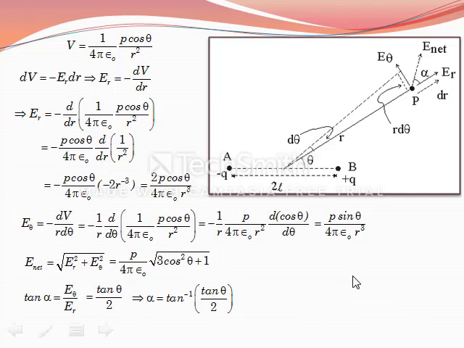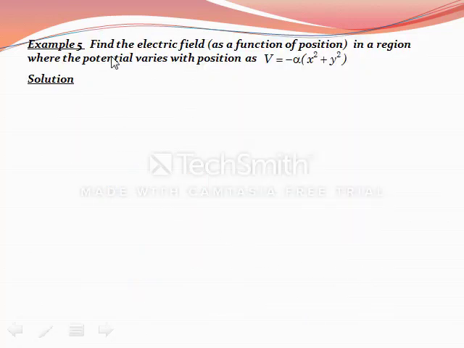Let's see another simple example. This is the case where we have to find the electric field as a function of position, means in terms of coordinates, in a region where potential varies with position this way. V is minus alpha under root x square plus y square. For this, alpha is a constant.